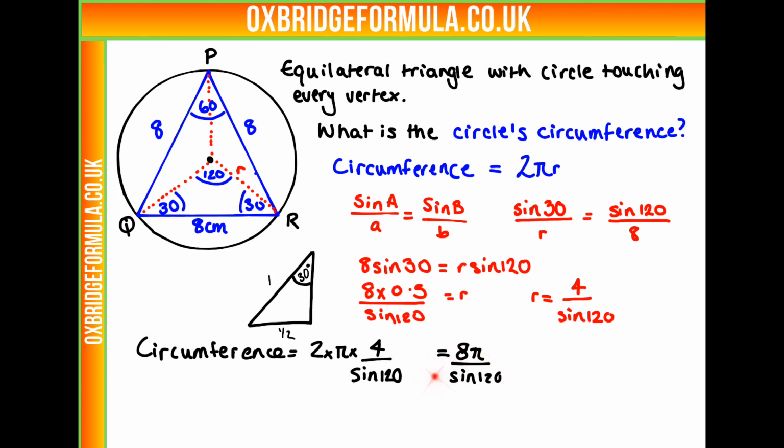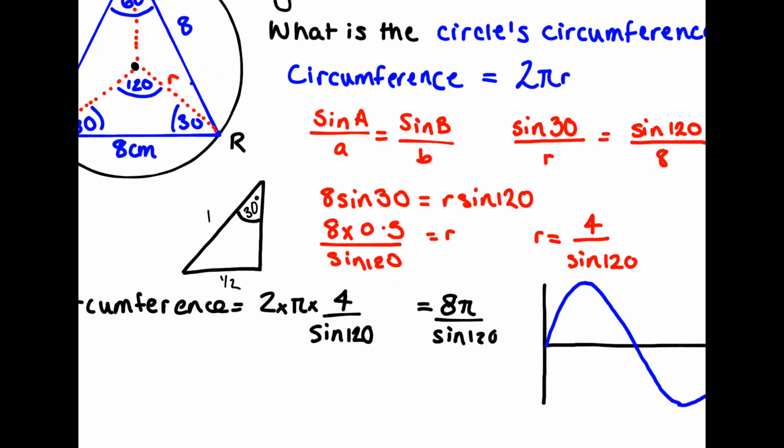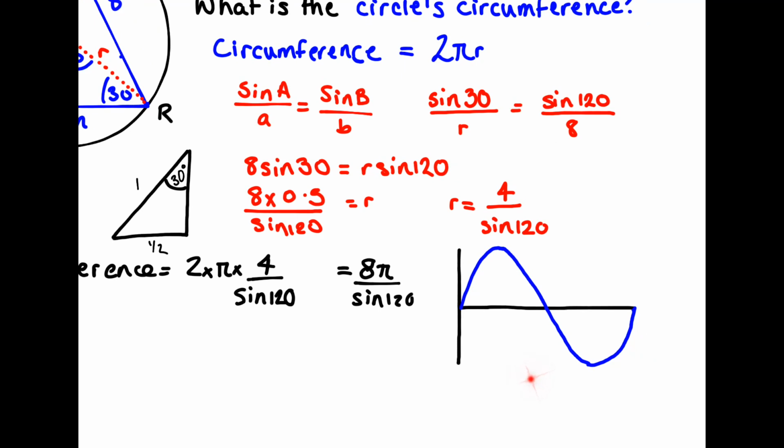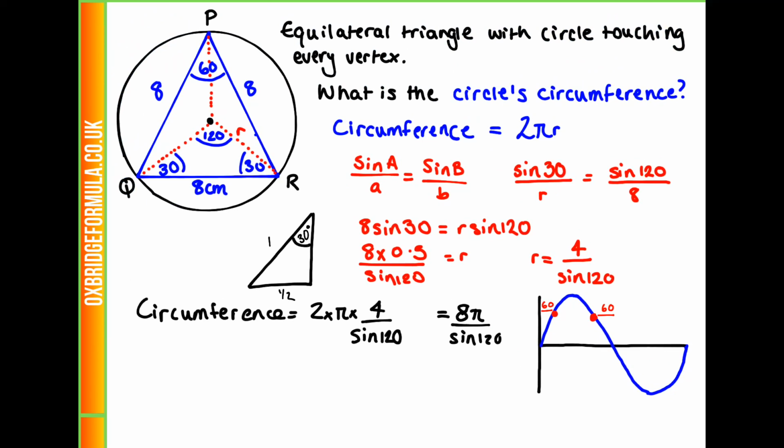Well, we can change this sine 120 into something that's equivalent. So let's look at a sine graph. Whereabouts would 120 be on here? Well, it's going to be around this point. And that is actually equivalent to this point here. So if 120 is here, that's 60 away from our 180 degrees point here. And so its equivalent point is going to be 60 away from our 0 point here, which is just sine 60. So sine 120 is equal to sine 60. We can convert that here to 8 pi over sine 60, which is one of our answers. It converts to answer B.